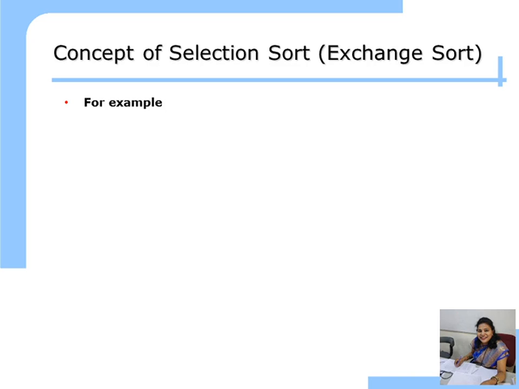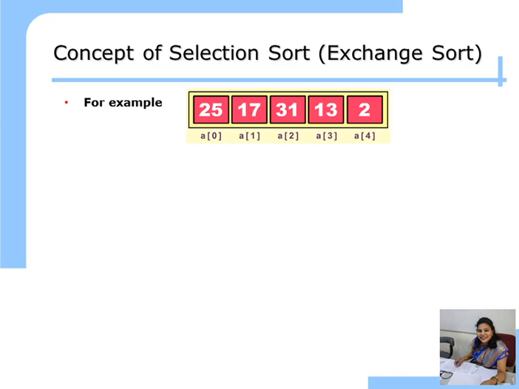What is the concept behind the selection sort? It is an exchange sort. For example, if you want to sort an array of size 5 using selection sort, then the first step is to calculate the maximum number of passes required for the sort. The formula to calculate the number of passes is max minus 1, where max is the number of elements in the array. How many elements are present in the array? It is 5. So 5 minus 1, we require a maximum of 4 passes.